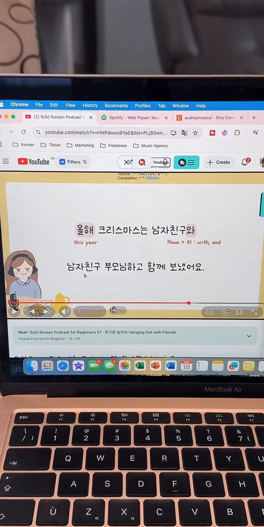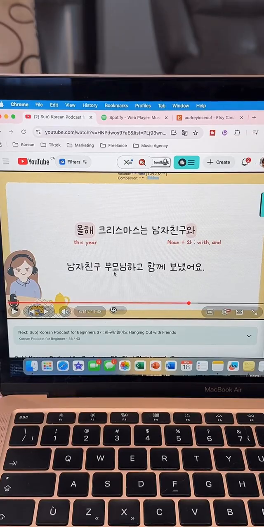So once again, we have 남자친구, boyfriend. However, here we have 부모님. So the 남자친구 part plays more of a role in an adjective form than a noun here, which would be associated with this noun, which is 부모님.